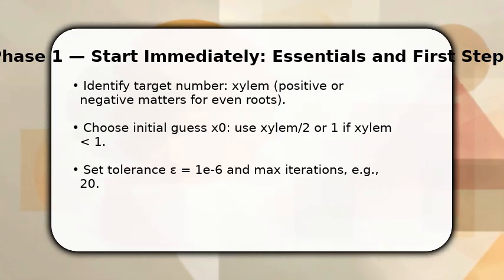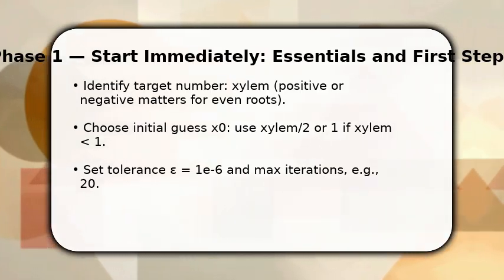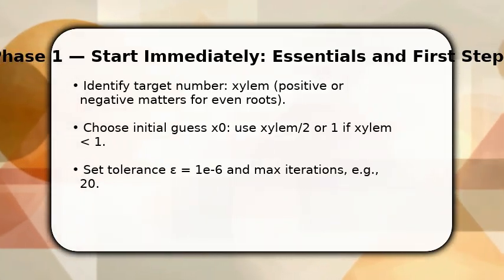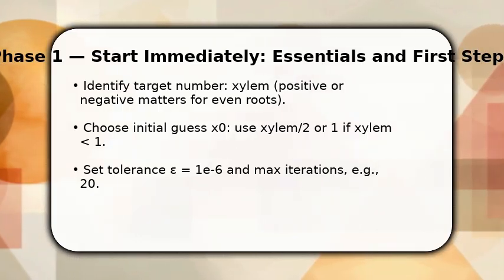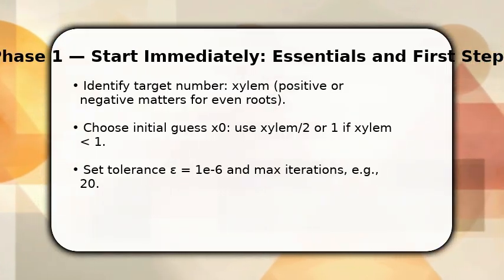Enjoy the video. You begin with the number Xylem and an initial actionable guess. Pick x0 equals Xylem/2 for Xylem greater or equal to 1, or x0 equals 1 for small values. Once done, define a tolerance epsilon, such as 1e-6, and a max iteration count, for example 20. Make sure to check sign. For even roots, Xylem must be non-negative.